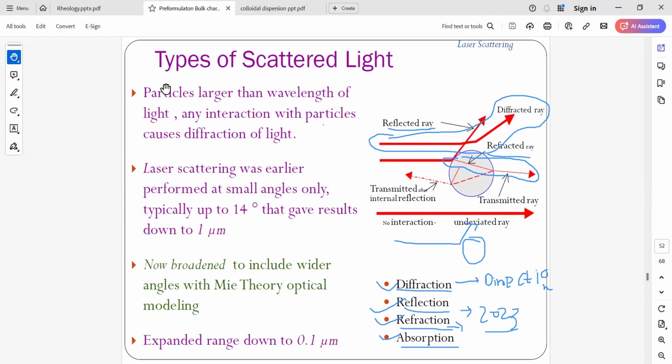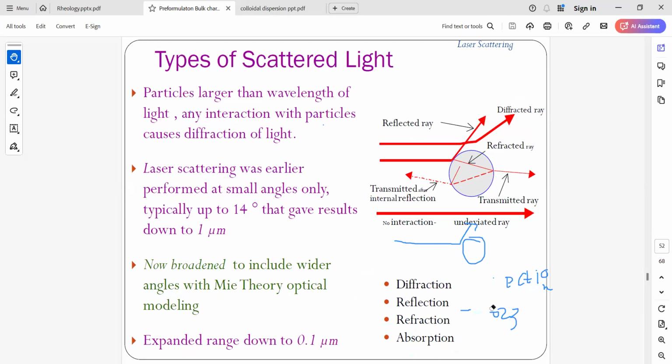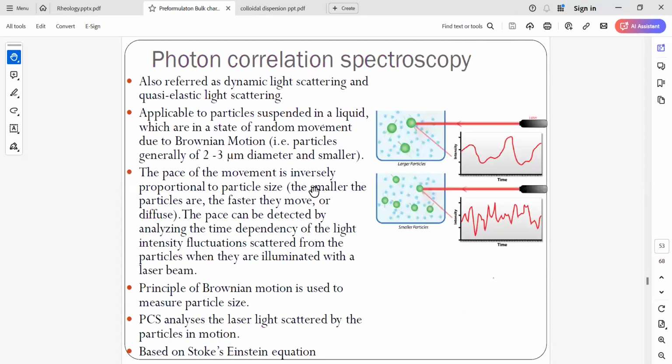And absorption simply means that your particle will absorb the light. The light which you have transmitted on your particle will not come out; it will get absorbed into that particle. So that is known as absorption. Remember the definitions. What is diffraction? A change in direction. Reflection means that the light will not cross the particle, but will just come back on the same path. And as I have discussed, this dynamic light scattering method is based on the principle of Brownian movement measurement.